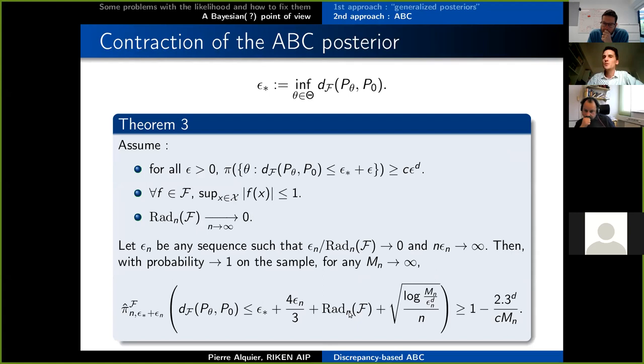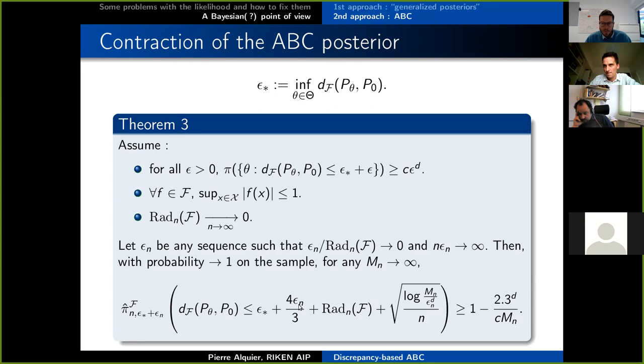Then you have this term in epsilon n and this term, which is a square root of a log over n. In order to make this work, what you have to do is to choose epsilon that goes to zero slightly faster than the Rademacher complexity of F. But on the other hand, not too fast, because n epsilon n must still tend to infinity. If you make this choice, then the probability that the distance between P theta and P naught is smaller than something that goes to zero will tend to one. So it means that asymptotically, the posterior shrinks at a rate to the best possible approximation of the truth in the model. And this rate is essentially given by the Rademacher complexity and your epsilon n.